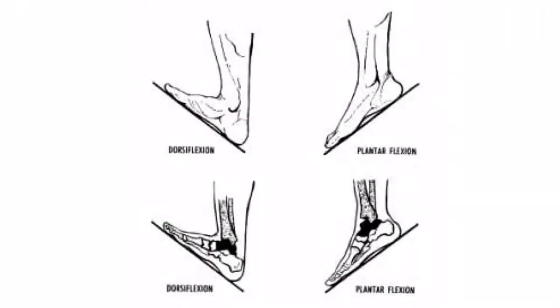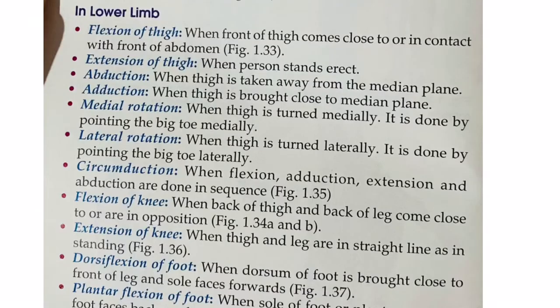Dorsiflexion of foot, when the dorsum of the foot is brought close to the front of the leg and the sole faces forwards. Plantar flexion of foot, when the sole of the foot or plantar aspect of the foot faces backwards. Inversion of foot, when the medial border of the foot is raised from the ground. Eversion of foot, when the lateral border of the foot is raised from the ground. So, these are the points you will understand in the lower limbs.